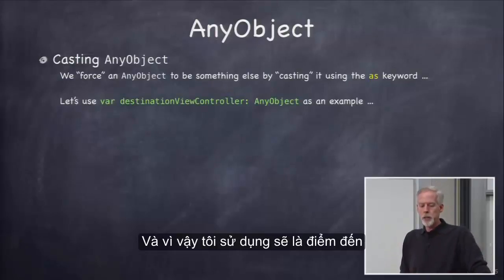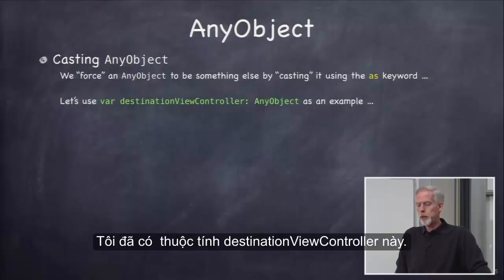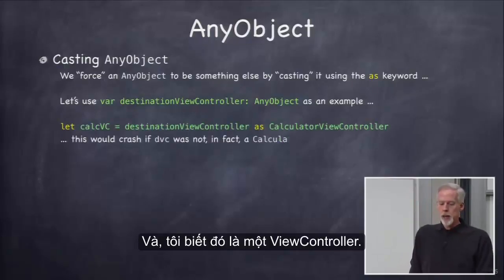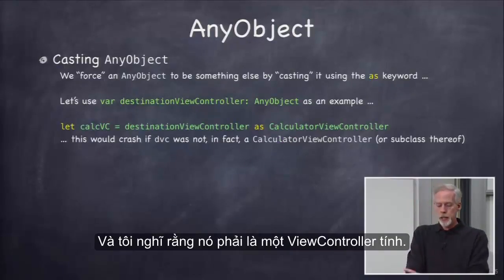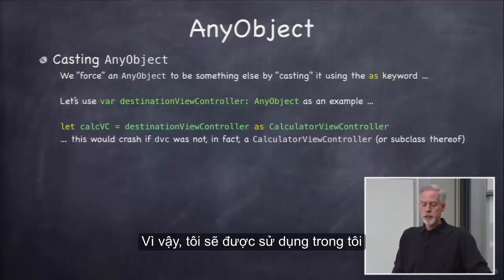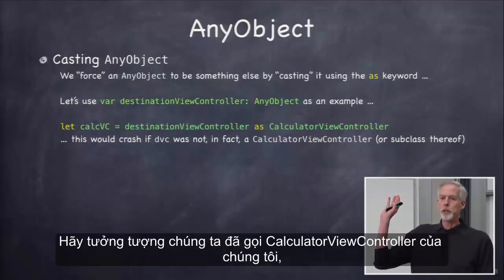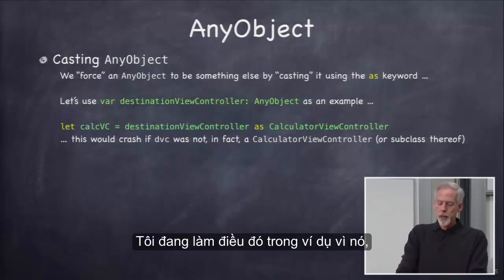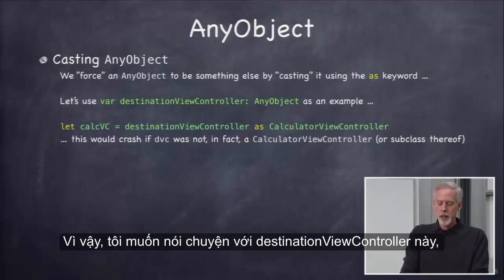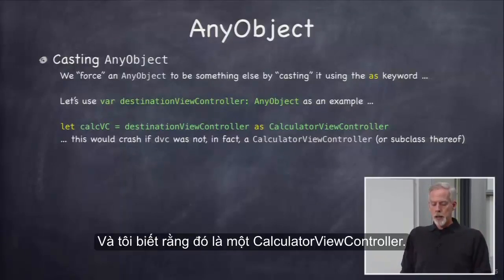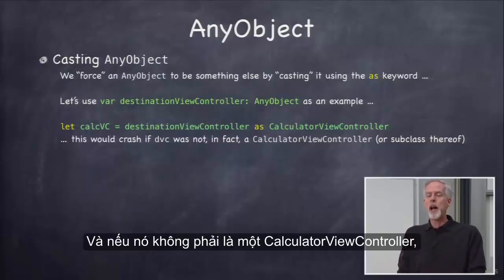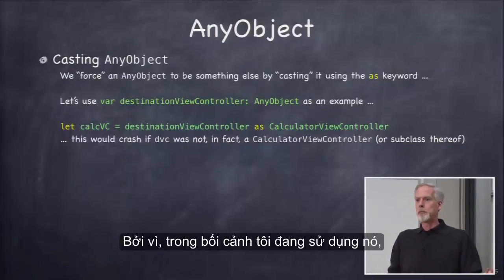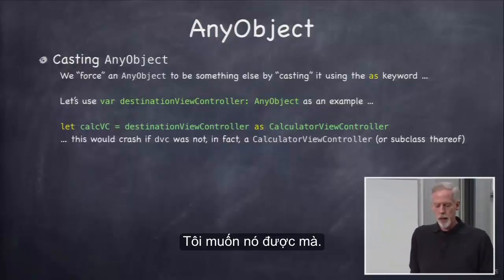And so I'm going to use that destination view controller thing as an example. So I've got this property, destination view controller. It's an any object. And I know it's a view controller, and I think it should be a calculator view controller. So I'm going to be using in my examples calculator view controller. Imagine we had called our calculator view controller instead of view controller. I'm doing that in the examples because it's just going to make more sense, okay? So I want to talk to this destination view controller, which is any object, and I know that it's a calculator view controller. And if it's not a calculator view controller, my program should probably crash, because in the context I'm using it, I want it to be that, okay?